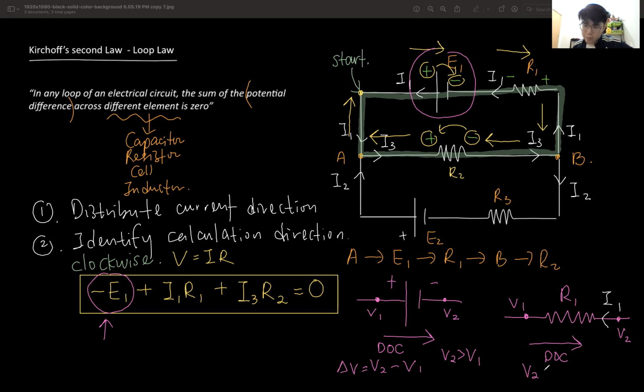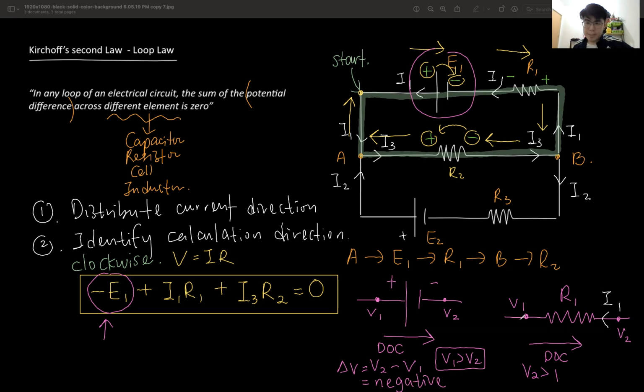Oh, sorry, this one I made a mistake, guys. This one is supposed to be V1 bigger than V2, right? So that's why we get a negative. When we take V2 minus V1, we get a negative.